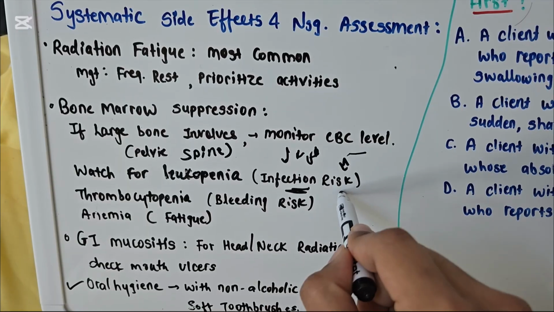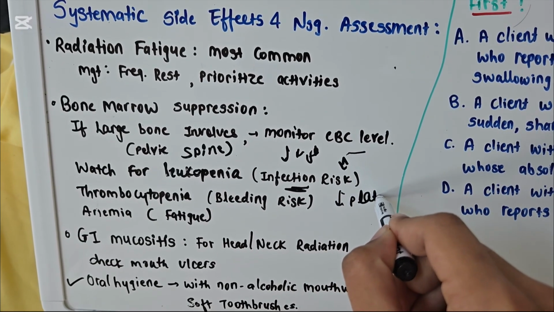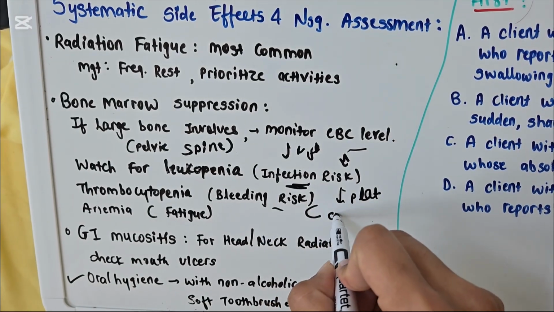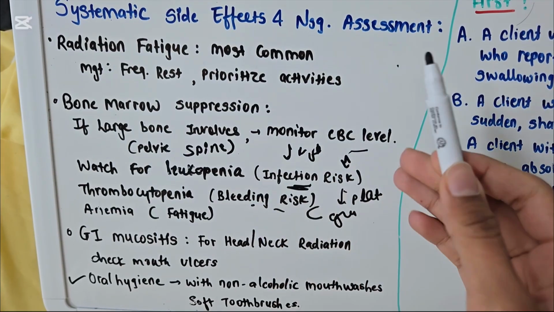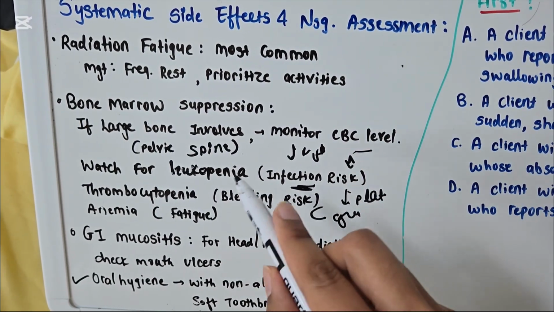Thrombocytopenia, bleeding risk. Thrombocytopenia is a low level of platelets. There are not enough platelets in the body to clot the blood. So because of this, if there is even a little gum bleeding or rectal bleeding because of constipation, there will be chances of very heavy bleeding, and you won't be able to stop it because there are not enough platelets.